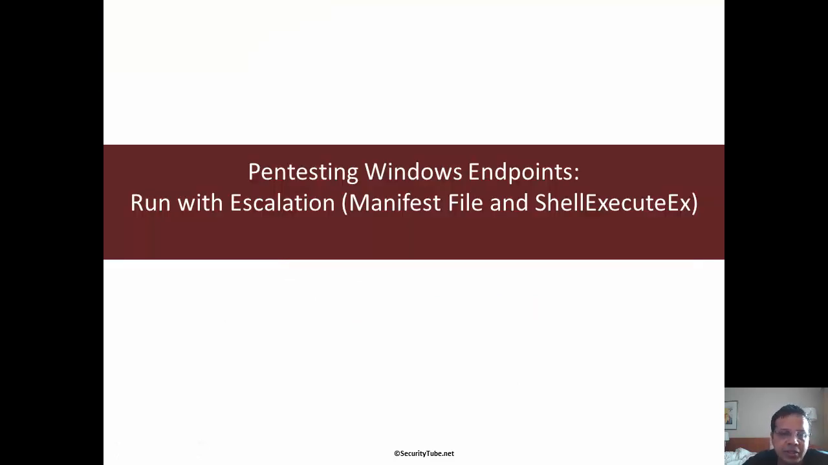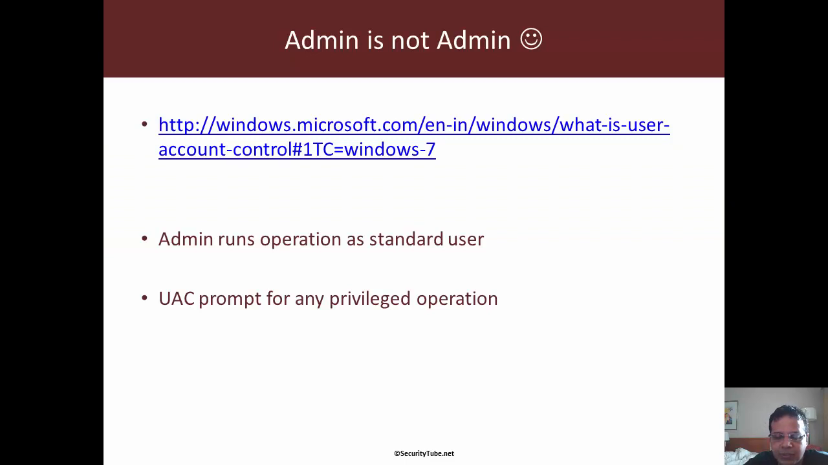Now in this video, we will look at pen testing Windows endpoints and look at how we can run our binaries with escalation using two techniques. One is manifest files and the other is ShellExecuteEx. So why do we need this in the first place?